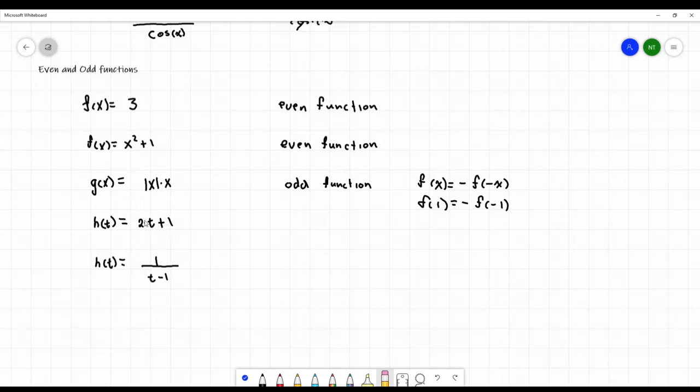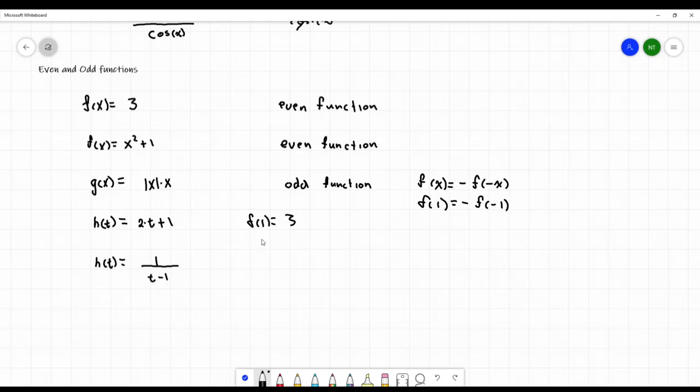So we're going to look at 2t plus 1. What is 2t plus 1? Is it an even function or an odd function? Well, let's plug in a value and see what happens. So let's see what's f of 1. F of 1 is equal to 3.